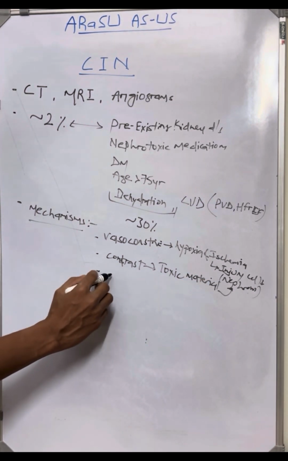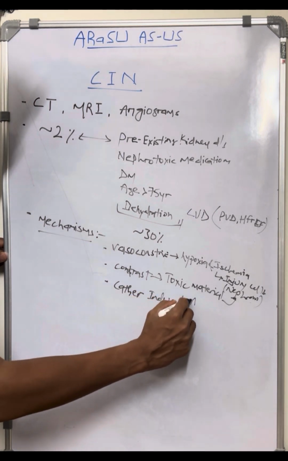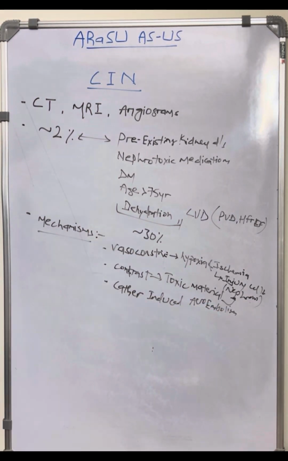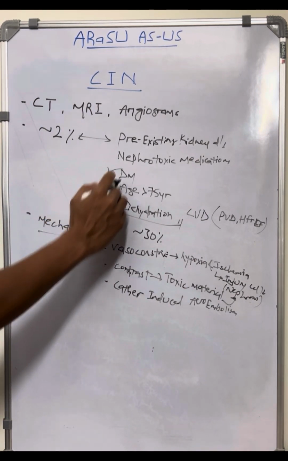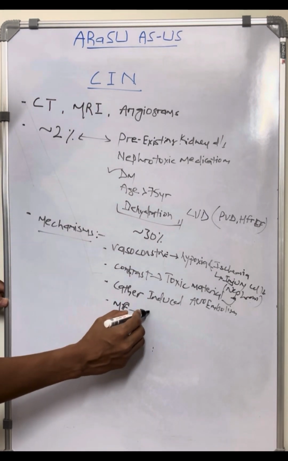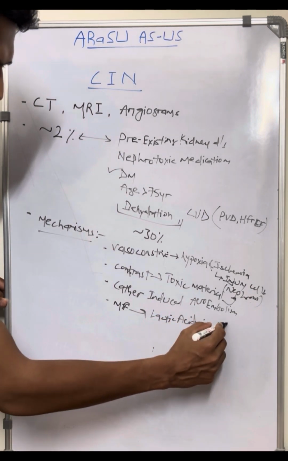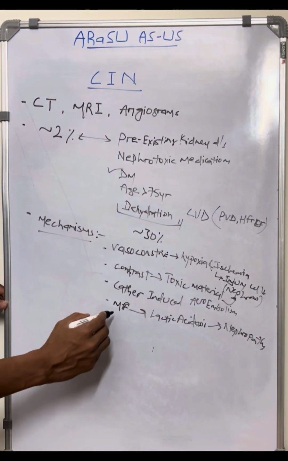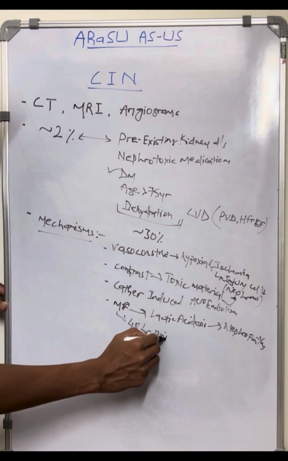Or we can consider catheter-induced aeroembolism into the renal vasculature. So these are some mechanisms. And the thing is, if the patient is diabetic and is on metformin, again the risk of renal injury is high because metformin might lead to lactic acidosis, which in turn will cause damage leading to nephropathy. So ideally, if the individual is taking metformin, stop it at least 48 hours prior to the procedure.